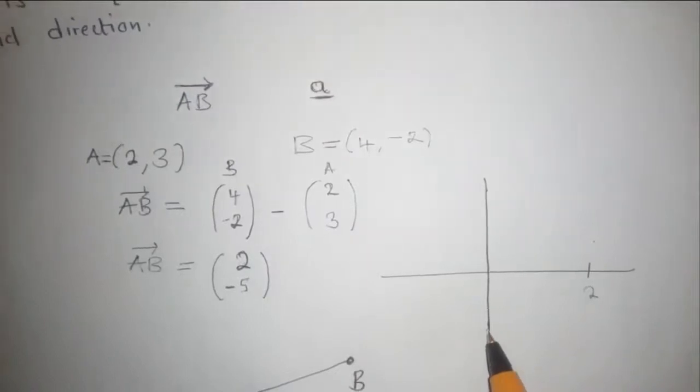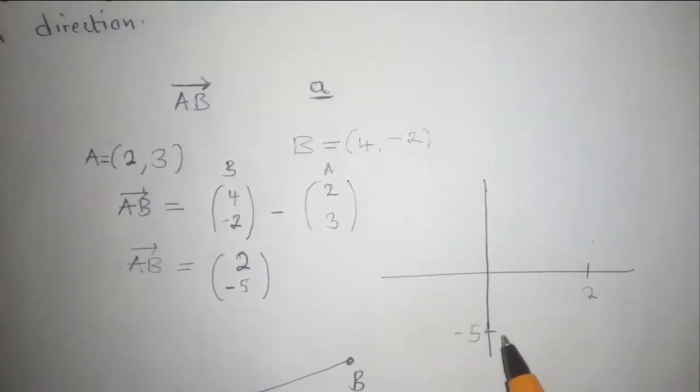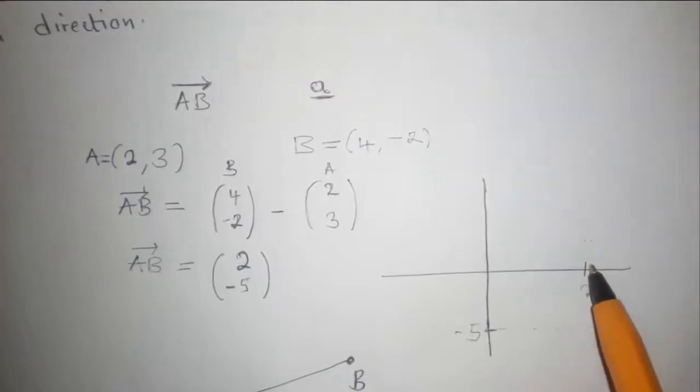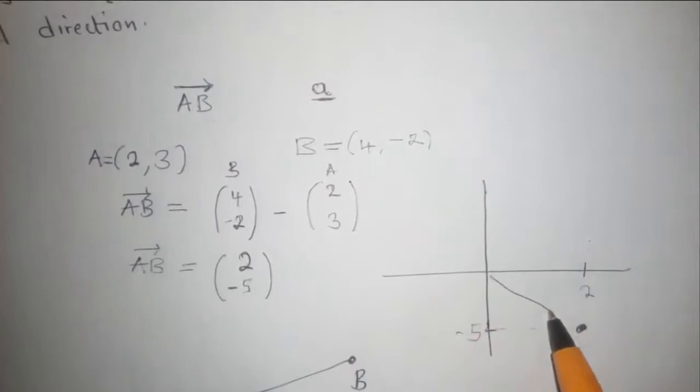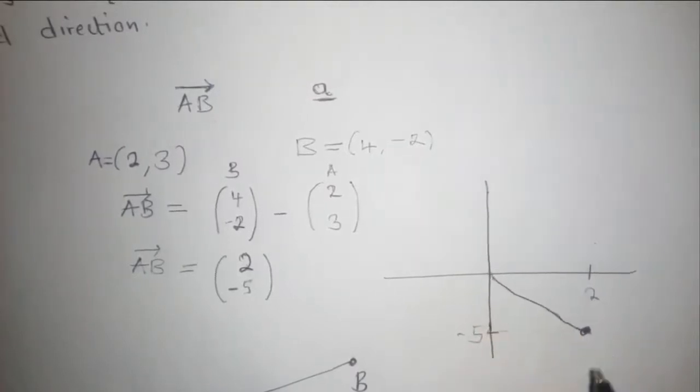So meaning it's coming somewhere here. That's where negative 5 is. So this one will look like this. So this is where they are meeting. So this is the vector we're talking about. This one over here. Okay.